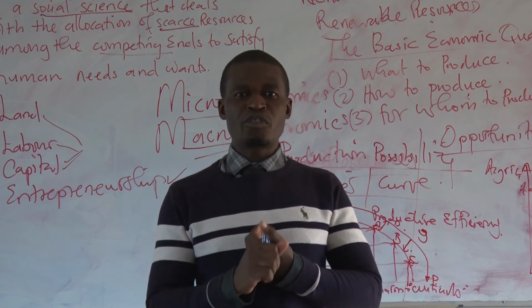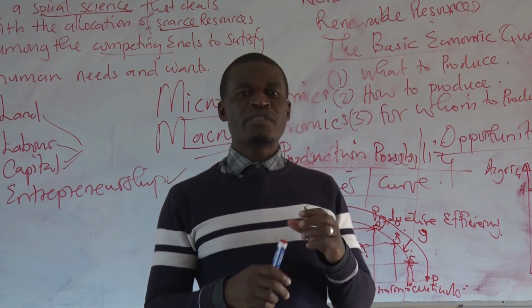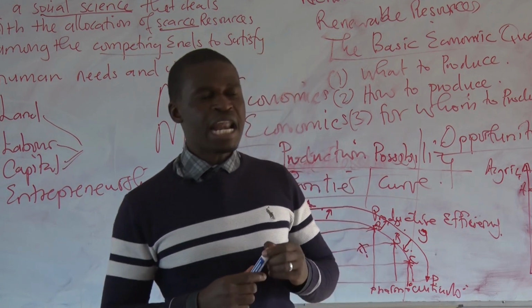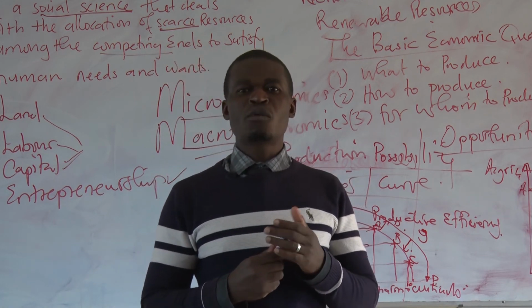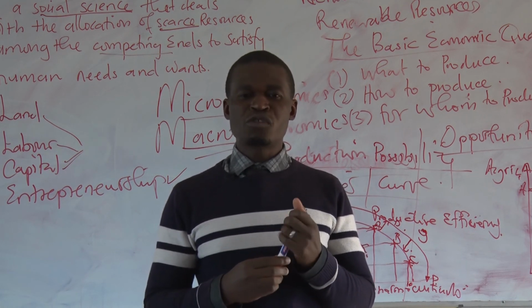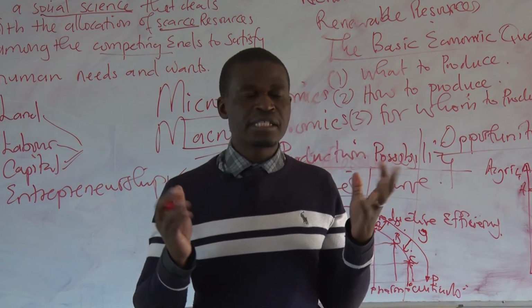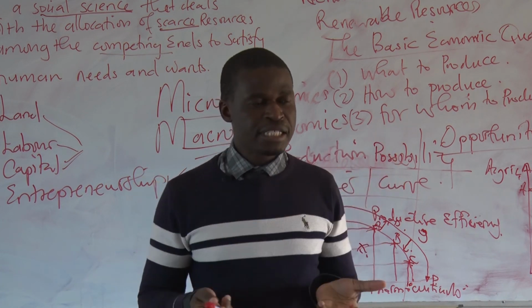And we have learned about the production possibility curve and the opportunity cost. And we also have analyzed how the production possibility curve can be used to analyze the production of goods and services and to solve the problem of limitations and the problem of scarcity.